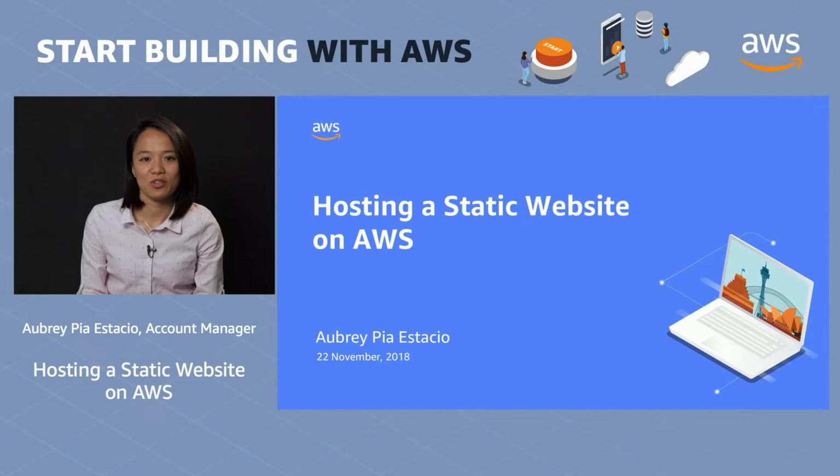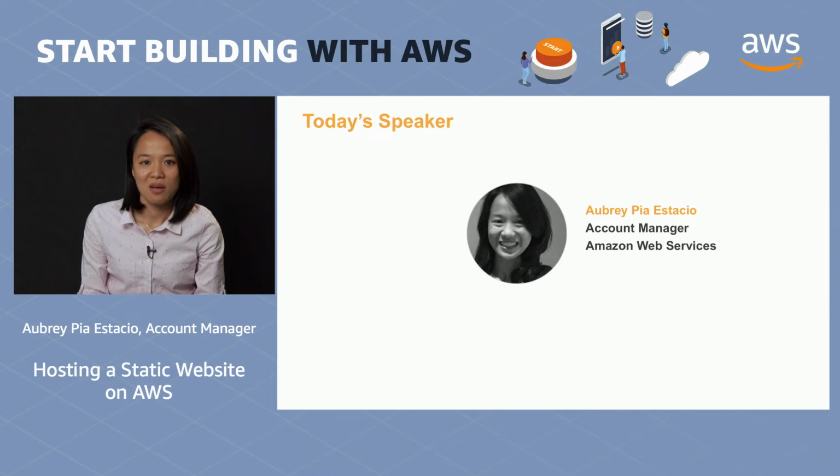In this session, you will learn about how to host a static website on AWS. We will be covering 3 services. 1. Amazon S3 to store your static website content. 2. How to register a new domain name using Route 53. And 3. Learn about CloudFront, a service that you can use to deliver the content of your website globally with low latency. My name is Aubrey and I'm an account manager at AWS.